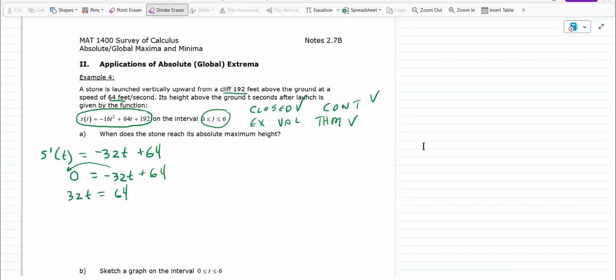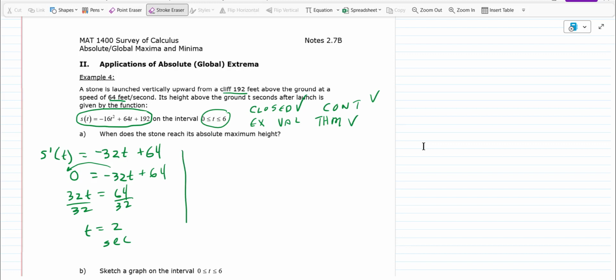Okay, so we get 32t equals 64. Then I can divide by 32. So I get t equals 2 seconds. That's where the critical number occurs. Okay, that might be the max or maybe it isn't. Maybe it's the min. We don't know.